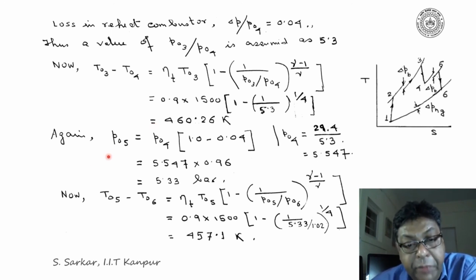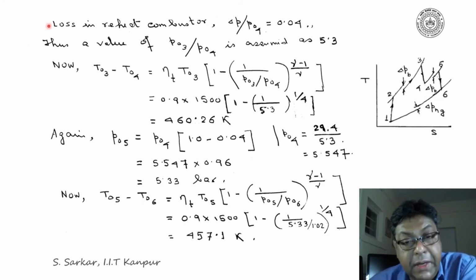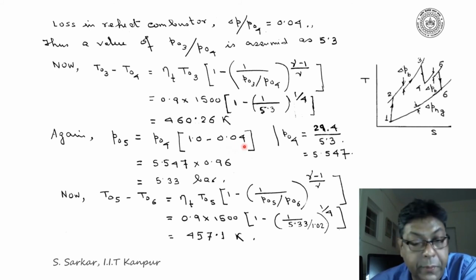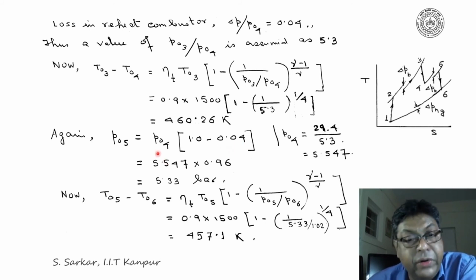Now, P05 can be evaluated from P04 as the loss in the reheat combustor is known: del PB by P04 is equal to 0.04. Thus, I have evaluated P05 is equal to P04 into 1 minus 0.04. Now I'll have to evaluate P04, that I can get from the ratio of P03 by P04.